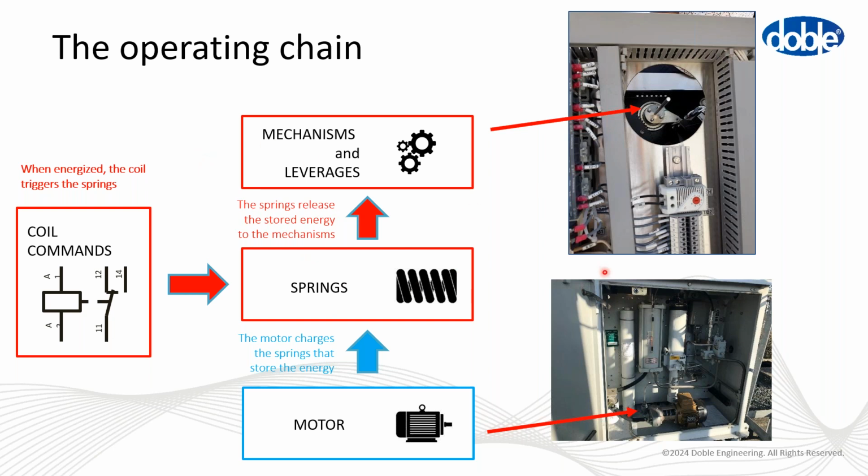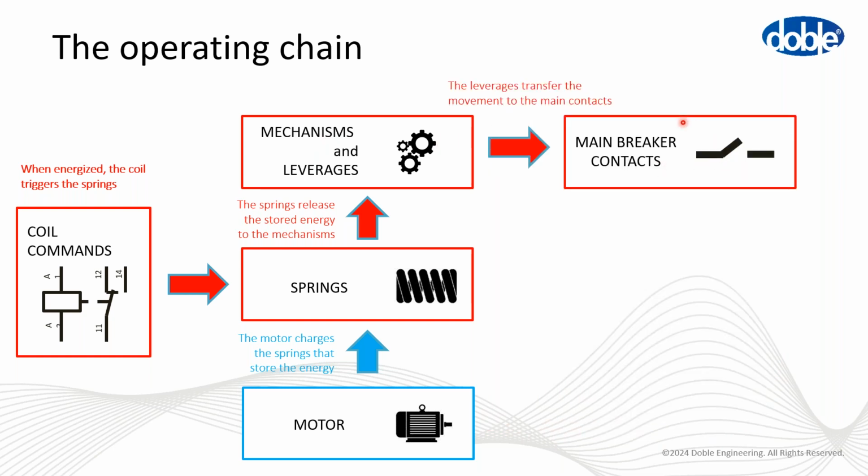Okay, you can see that the CB includes a motor. This motor charges the springs that will be used to operate during an interruption. So the motor charges the spring and the energy is stored in the spring. When you have to open the circuit breaker, the coil provides the command to open, and so the spring releases its energy to all the mechanism and levers that allow the main contact to open. After each time that you open the breaker, the motor will continuously charge the spring. So you must have enough energy in the spring to operate in the most critical condition, which is usually an OCO operation. We will see it later.